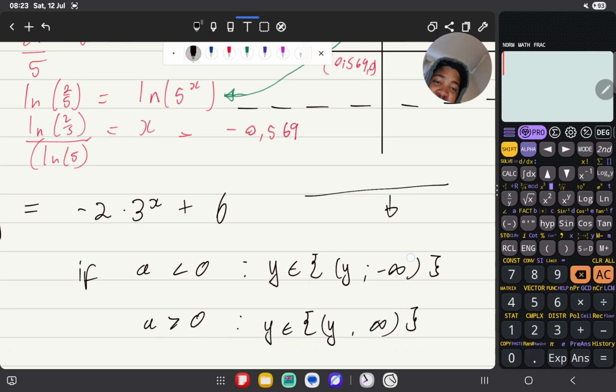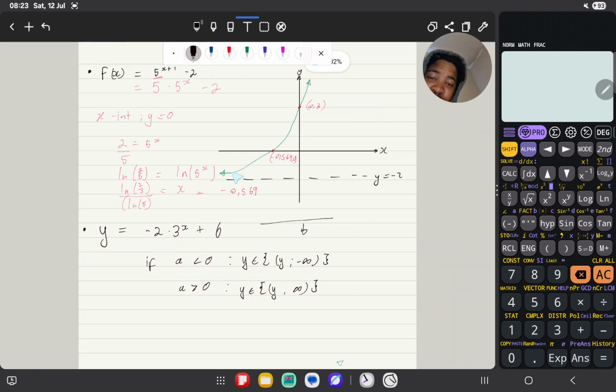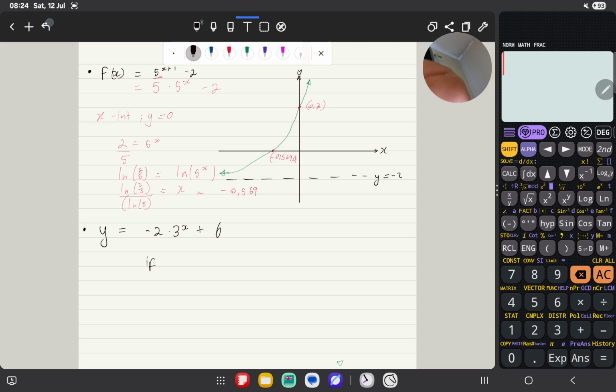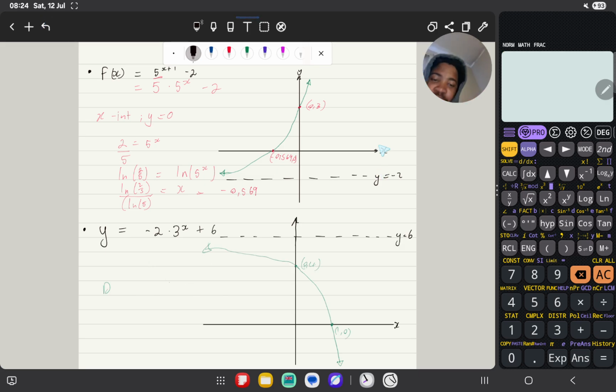The reason I'm saying that, look at this one for an example. Y values are going to be from y, which is minus 2, all the way to positive infinity. And the previous one that we had, a was what? A was negative. Here's a. And I'll just get to the graph now. You will see that our graph goes from that to negative infinity. Look at it. So we have a be minus 2.